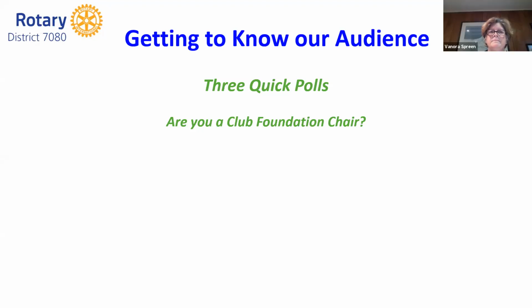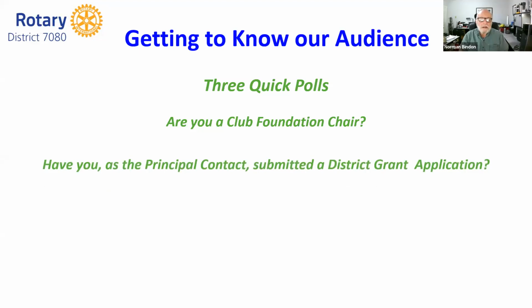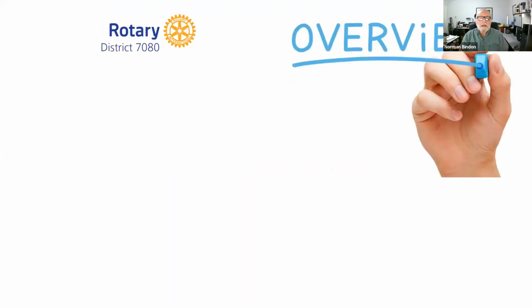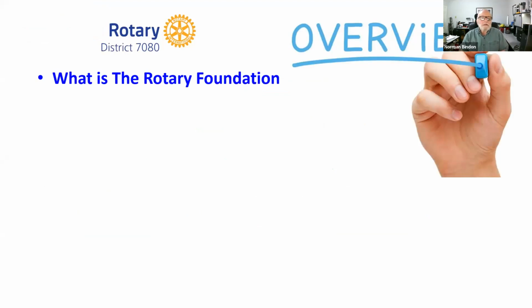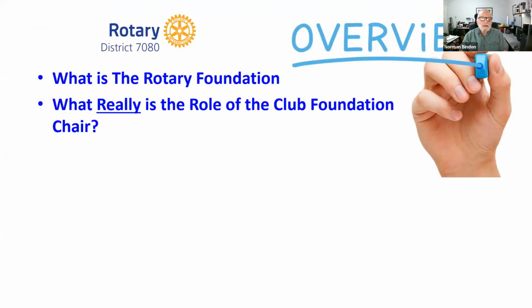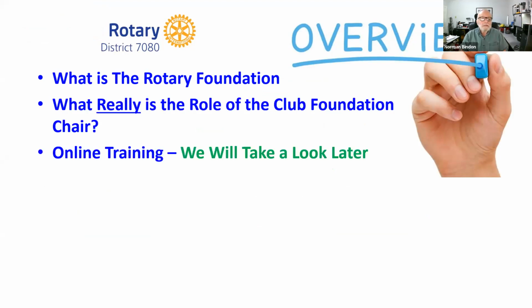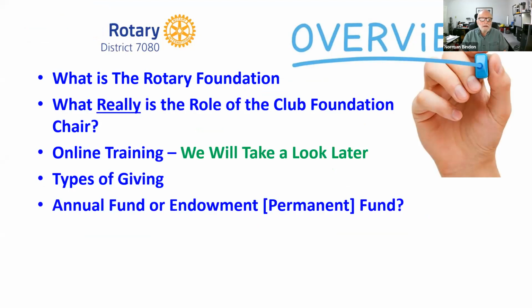Okay. So I'll move ahead with these slides and get on to the next one. An overview of what we're going to cover tonight. What is the Rotary Foundation? What really is the role of the Club Foundation Chair? Online training, we're going to take a look at that later. Some people are having difficulty with the online training site. Types of giving. Annual fund or endowment fund. You may hear it referred to as the permanent fund. That was the name. It is in fact now the endowment fund. And how we can improve our numbers.